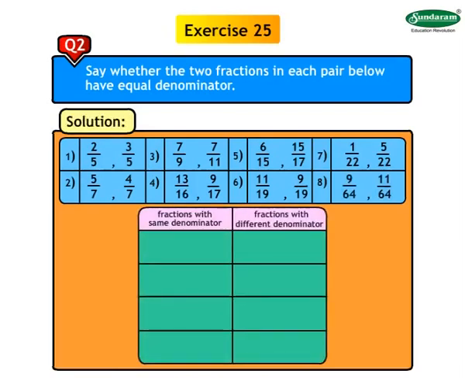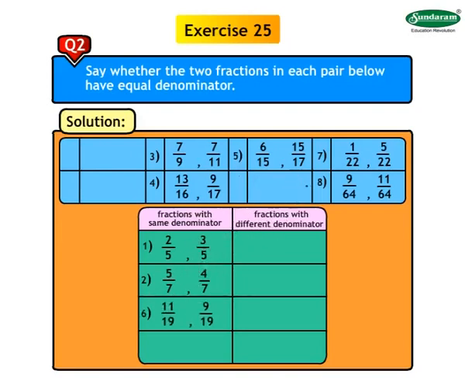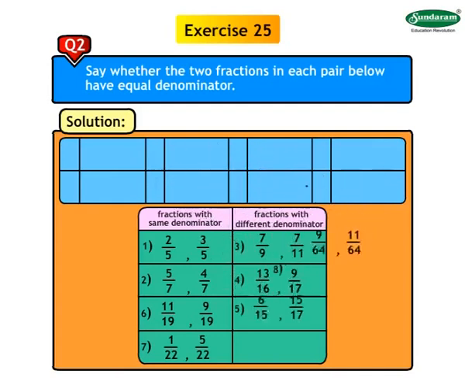Solution. Out of the 8 pair of fractions, we can see that the first pair 2 upon 5, 3 upon 5, second pair 5 upon 7, 4 upon 7, sixth pair 11 upon 19, 9 upon 19, seventh pair 1 upon 22, 5 upon 22, all have equal denominators. All the other pairs of fractions have different denominators.